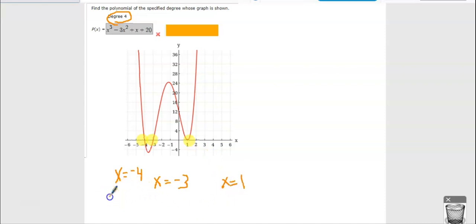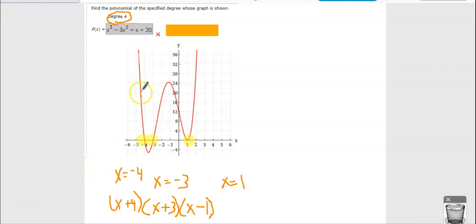So that means this right here is actually x minus -4, or x plus 4. This is x plus 3. And this is x minus 1. Now again, this is supposed to be degree 4. If I multiplied all those out, it would only be x to the 3rd power. There's only 3 x's. So you're like, well, how do I get it degree 4?